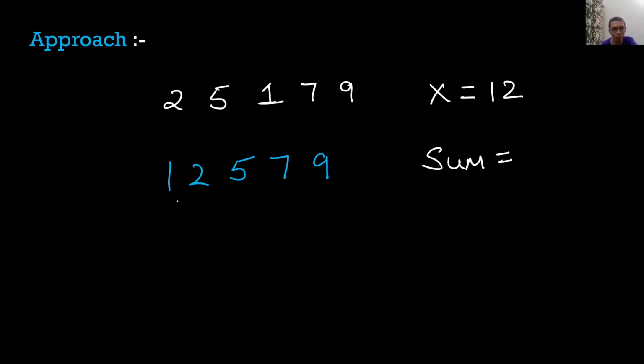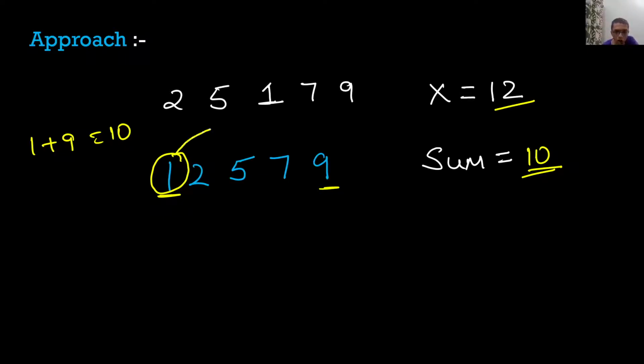Let's understand how. So we have a 1 over here and a 9 over here. 1 plus 9 equals 10, right? So the sum over here is 10. So we are supposed to have a sum 12, but we are having a sum 10. So this 1, if I add this 1 with the largest element of this array, then also I'm not able to make my sum 12, right? I'm getting a sum lesser than 12.